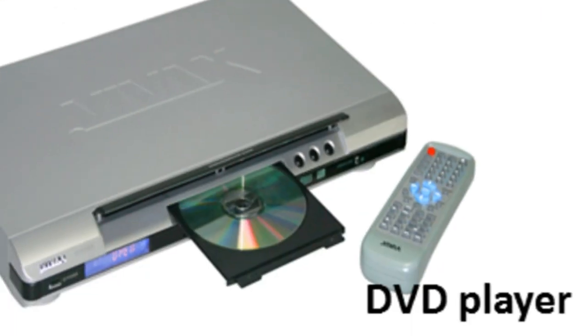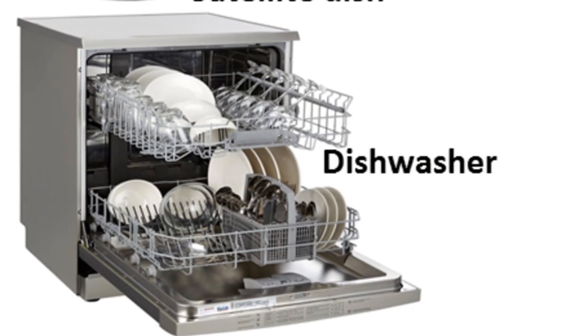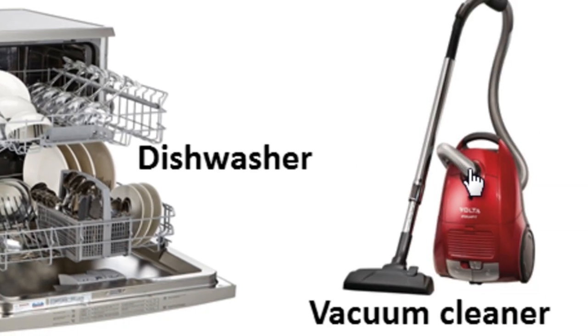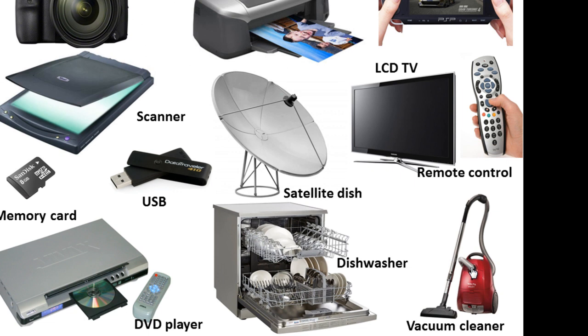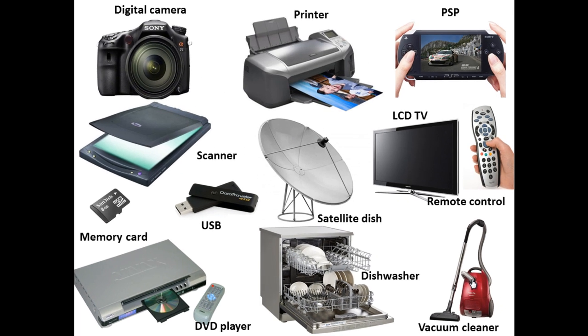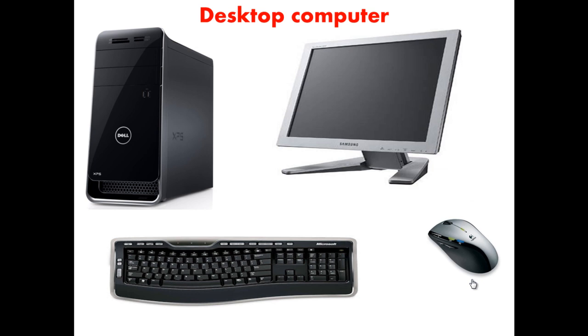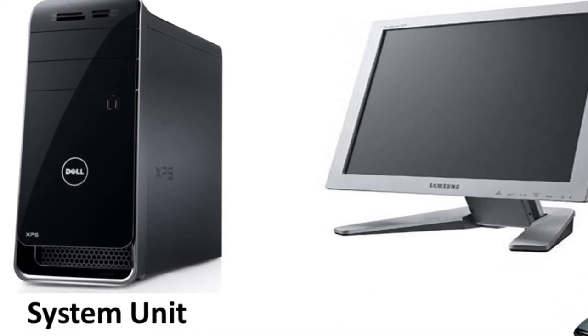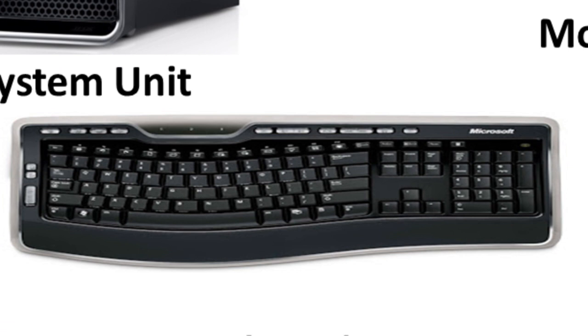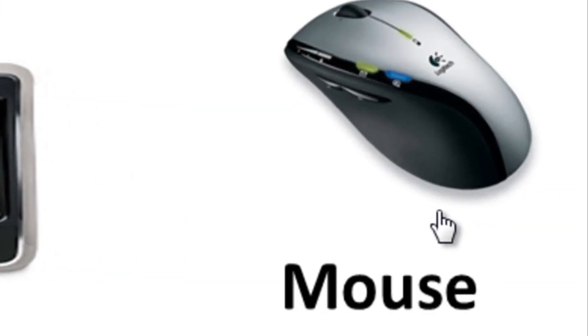This is a DVD player. It plays CDs and DVDs. This machine is called a dishwasher. It washes dishes. Finally, this device is called the vacuum cleaner. It cleans the floor. This technological device is called a desktop computer. The elements of a desktop computer are the following: system unit, monitor, keyboard, and mouse.